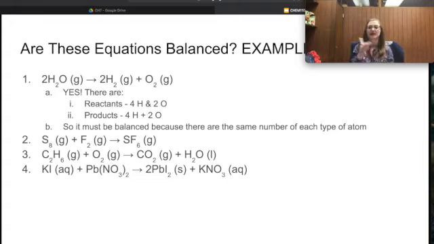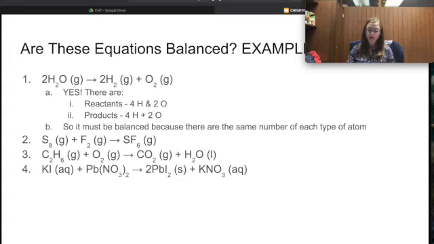Because sometimes those prefixes get a little hard to hear, I'm just going to say it's not balanced or it's unbalanced. So no, sad face. It's not balanced. It doesn't follow, therefore, the law of conservation of mass as it is written.